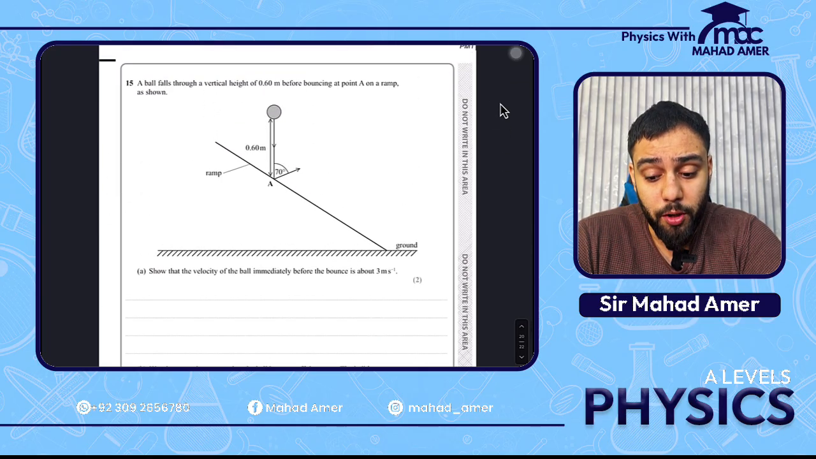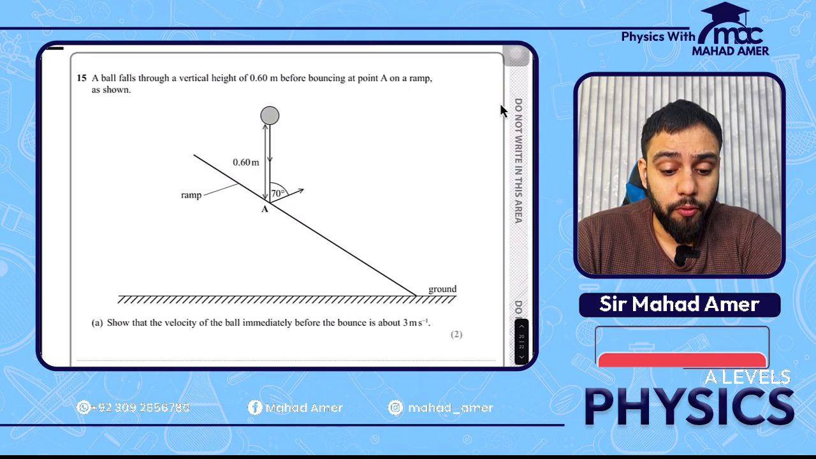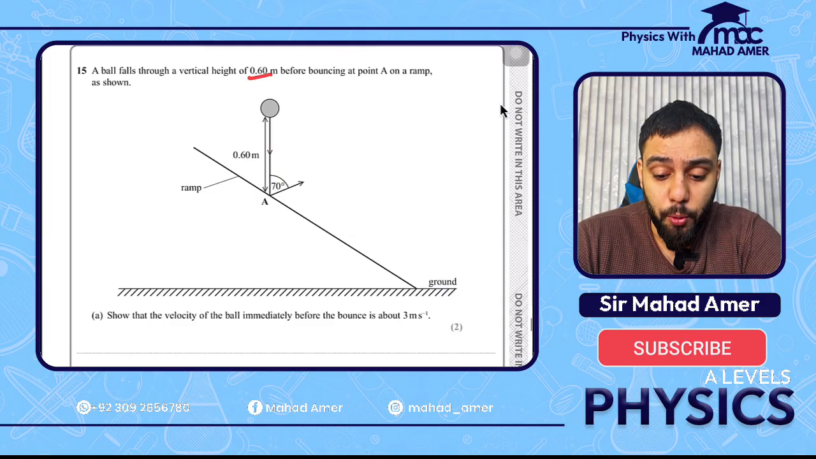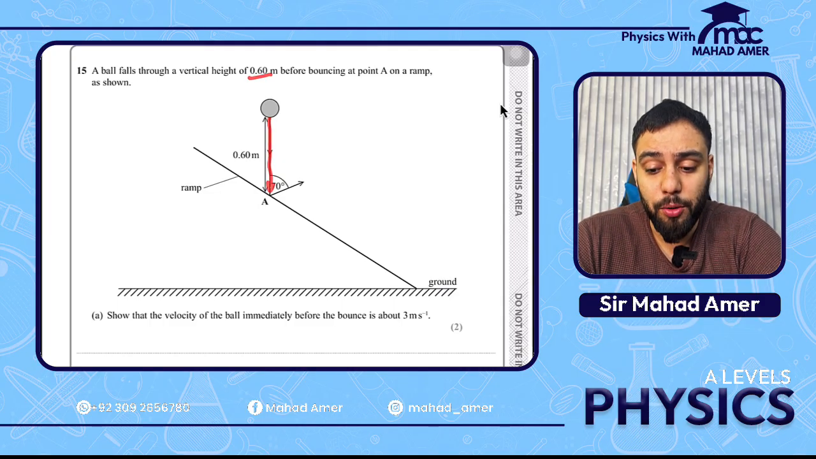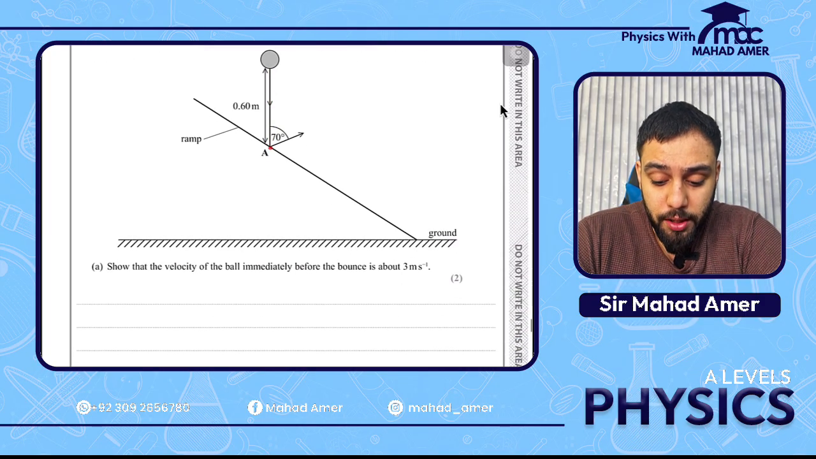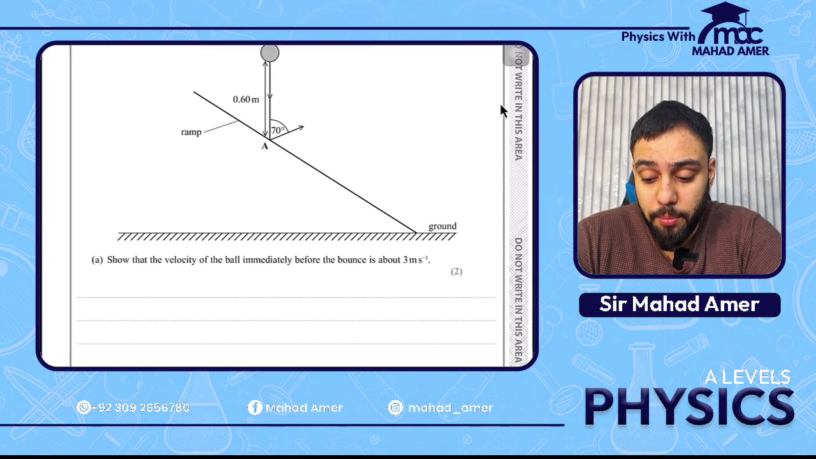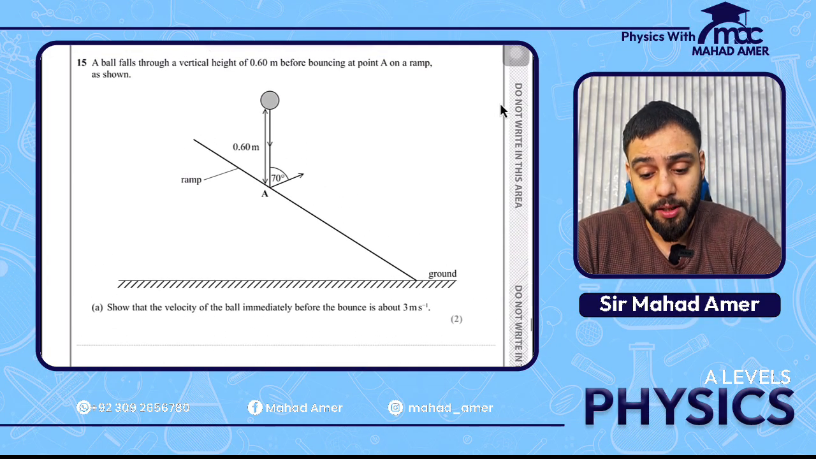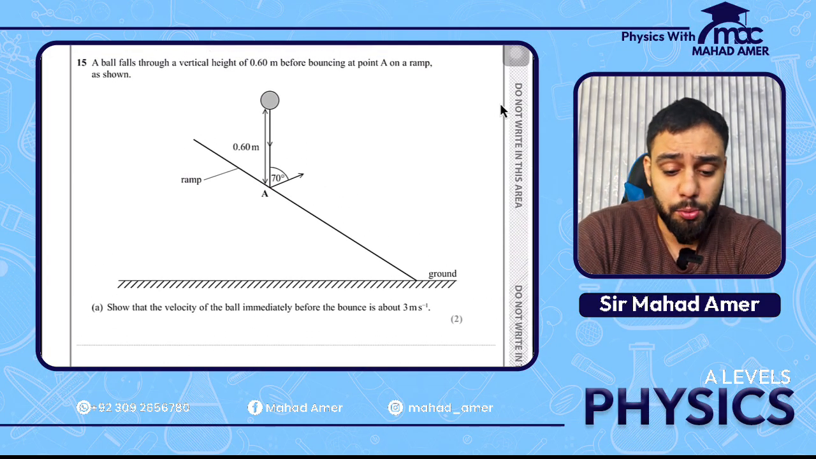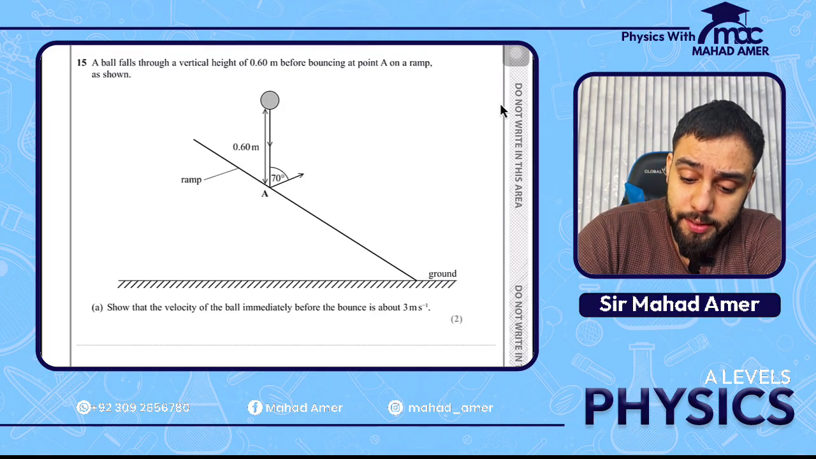There's one more question before ending the lesson. A ball falls through a vertical height of 0.6 meters, bouncing at a point A. Show that the velocity of the ball immediately before the bounce is about 3 meters per second. Well, that's very simple. Since we are done with the motion equations, we can easily do that.